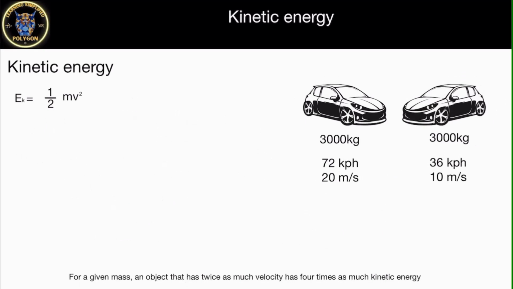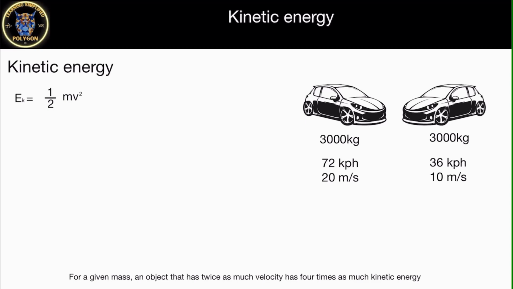Now let's consider a different scenario where we have two similar cars, each weighing 3,000 kilos. But one of the cars is moving at a speed of 72 kilometers per hour or 20 meters per second, while the other is moving at half that speed, which is 36 kilometers per hour or 10 meters per second. Now let's calculate the kinetic energy of both of these cars using the formula.